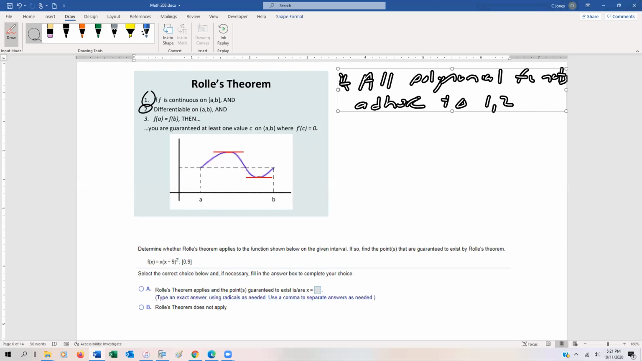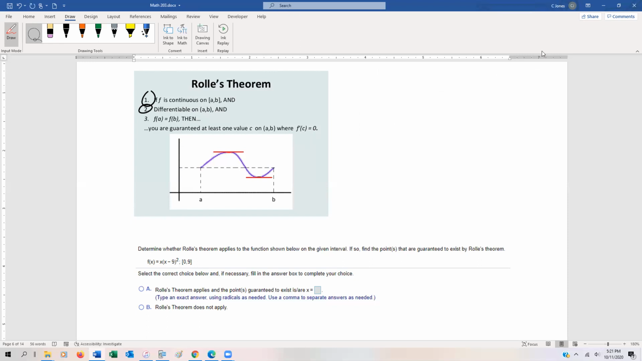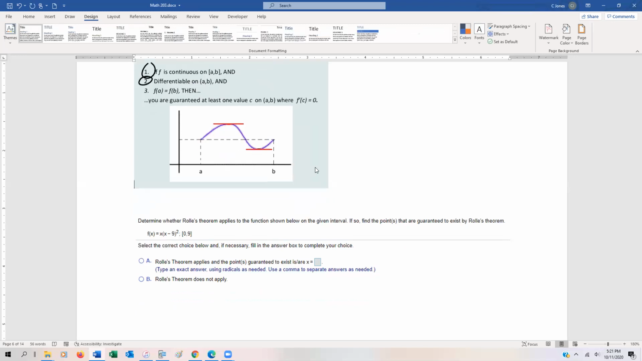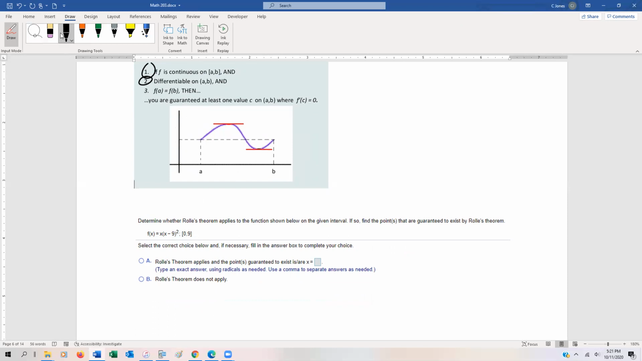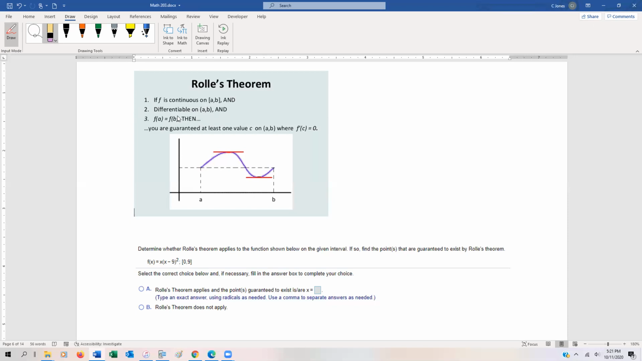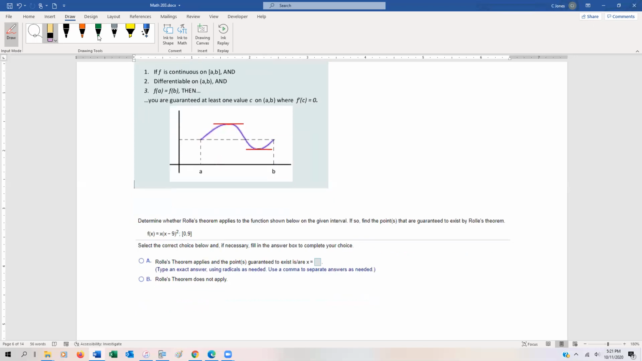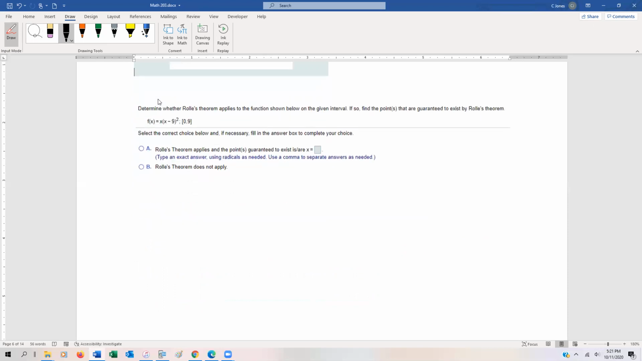All right? So let's take a look at an example of this. So we have our Rolle's theorem, and we have this function, (x minus 9) squared, on this interval, 0 to 9. All right? And first of all, we're going to go through and make sure that Rolle's theorem holds, at least the conditions. And then secondly, we're going to find any values that satisfy Rolle's theorem. All right, so let's take care of the conditions first.